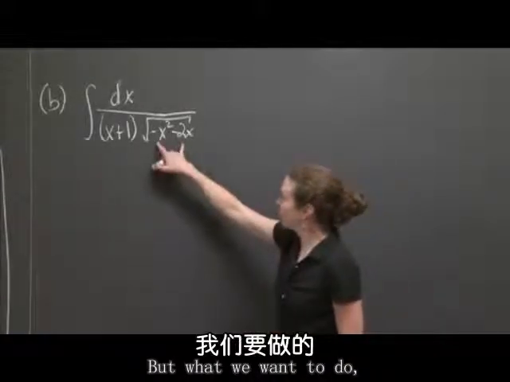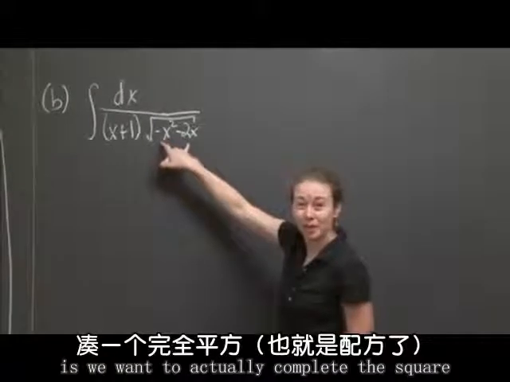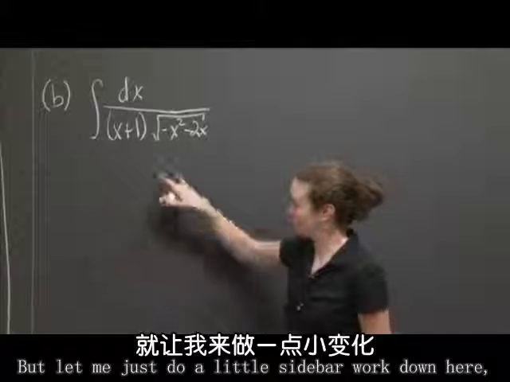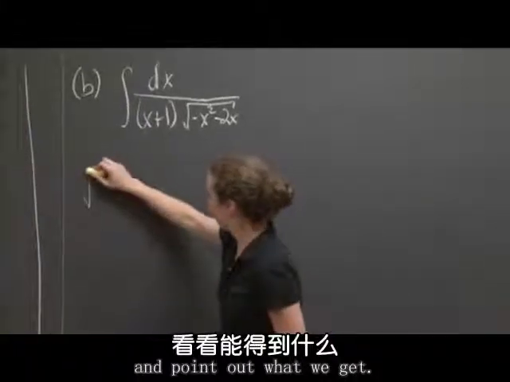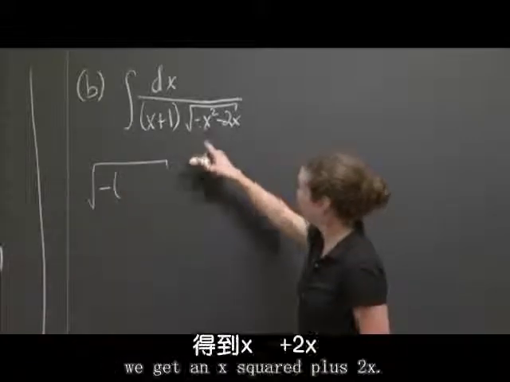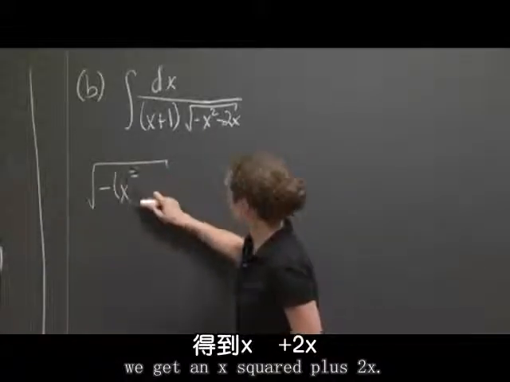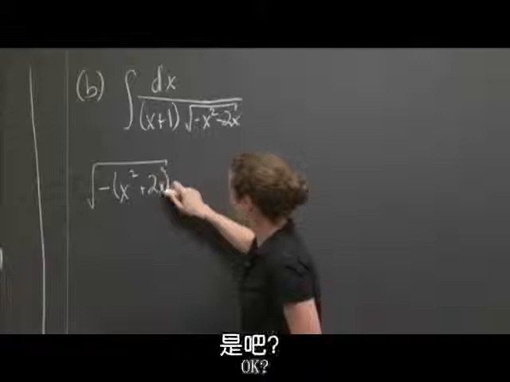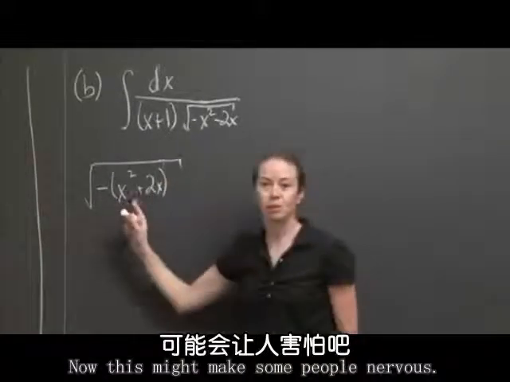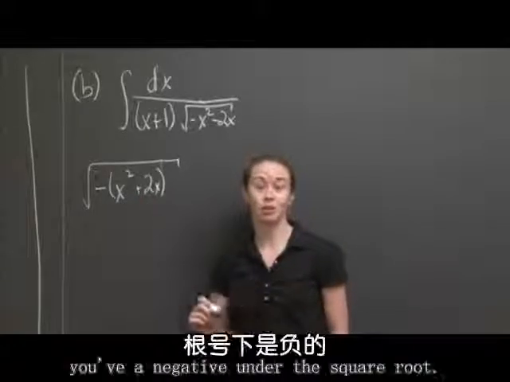But what we want to do is complete the square on what's in here. And that might make you a little bit nervous. But let me just do a little sidebar work down here and point out what we get. If we factor out a negative here, we get x squared plus 2x. Okay, so we're going to complete the square on the inside. Now this might make some people nervous. They might say, you have a negative under the square root.